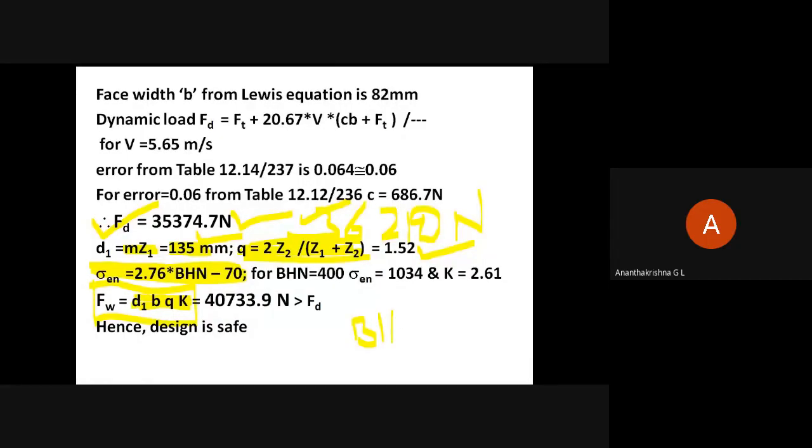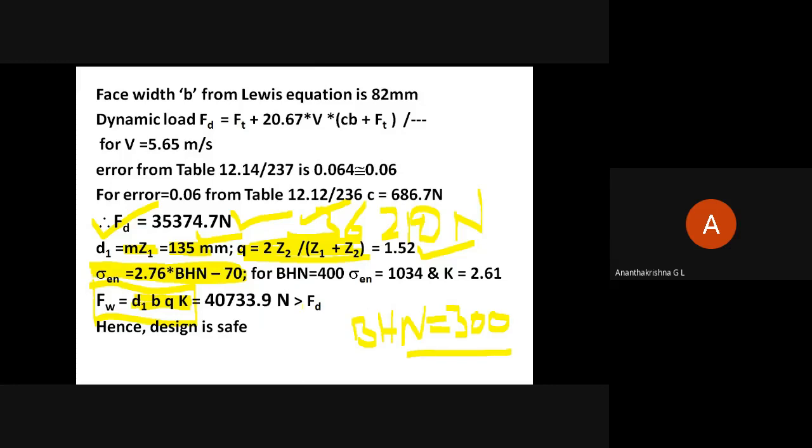Initially, assume BHN to be equal to 300. Okay, you just take BHN is equal to 300. Don't take 400. Whatever that you are seeing there on your screens, don't take 400 for time being. Take BHN is equal to 300. Substitute in endurance strength, 2.76 into 300 minus 70. So get the answer of endurance strength.